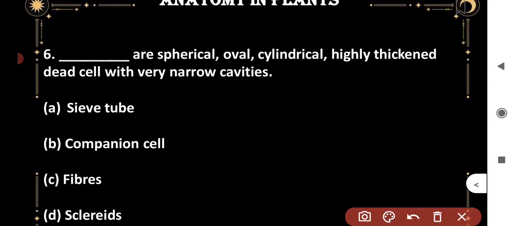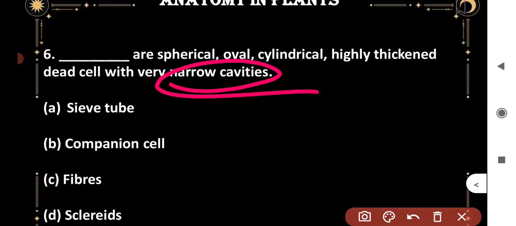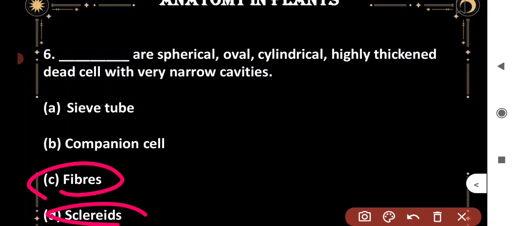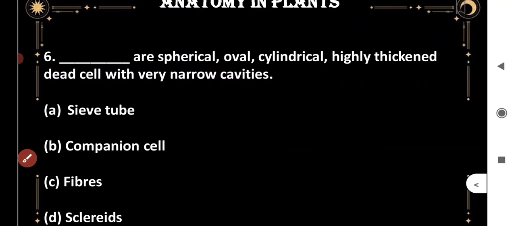The next question is saying dash are spherical, oval, cylindrical, highly thickened dead cells with narrow cavities. So they are spherical, so you can say that they are sclereids. If they are spherical, sclereids. If they are long and thin, they are called fibers. These have very narrow cavities and are highly thickened. Dead cell means you should come to sclereids. Sieve tubes are not dead, companion cells are not dead. Between fibers and sclereids, since it is spherical, S for spherical, S for sclereids. Okay, so you can solve it like this.